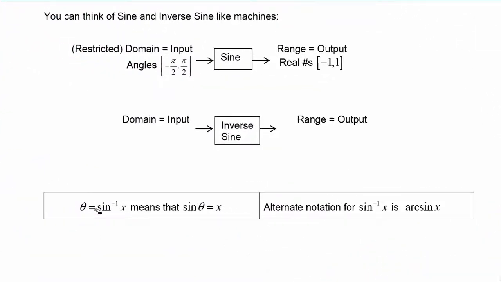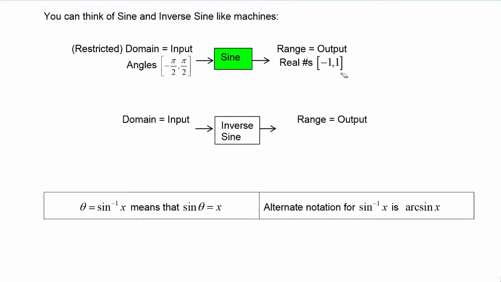Now, to help you understand that a little better, you can think of sine and inverse sine like machines. Let's start off with the machine called sine. Now, we know that we will input its domain. And in this case, let's talk about the restricted domain so that we're talking about the one-to-one version of sine. And remember, on the graph, we said we're going to input angles from negative pi over 2 to positive pi over 2. And then the machine called sine will output its range, which is real numbers from -1 to +1.